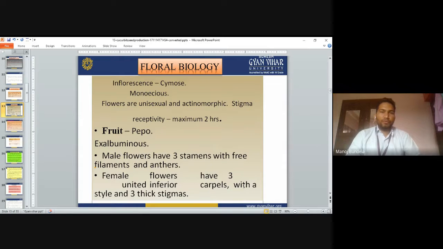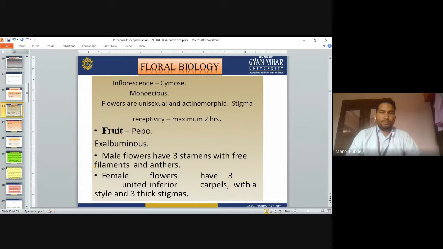Flower biology. The inflorescence is cymose. It is a monoecious plant. Flowers are unisexual and actinomorphic. Stigma receptivity is a maximum of 2 hours.